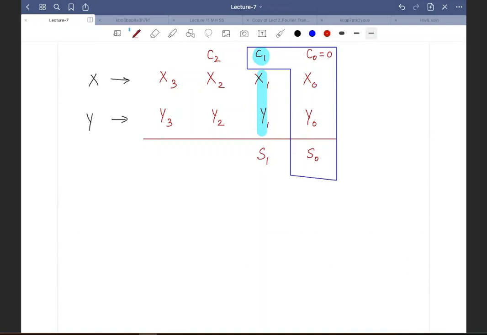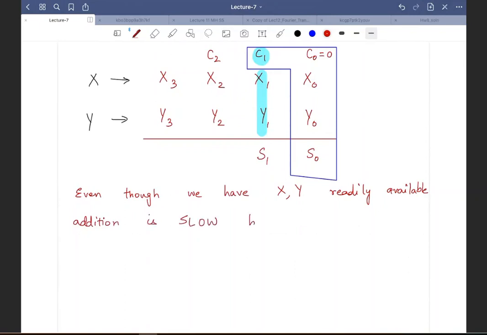So notice what is happening here. Even though we have X comma Y readily available, you are adding the two numbers, right? So those numbers should be given to you. Those are ready all the time. They are available right from the beginning. Even though we have those two readily available, addition is slow because we need to wait for carries. Carries from the previous stage, from previous addition operations.